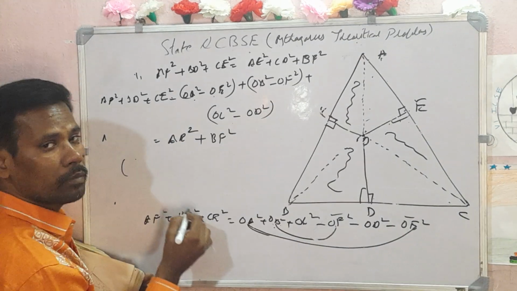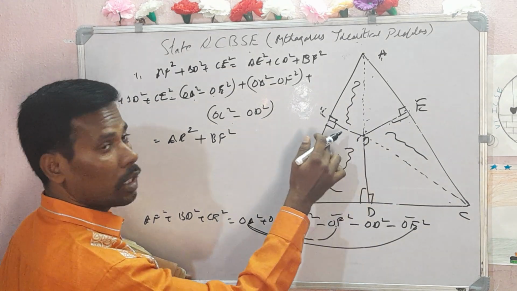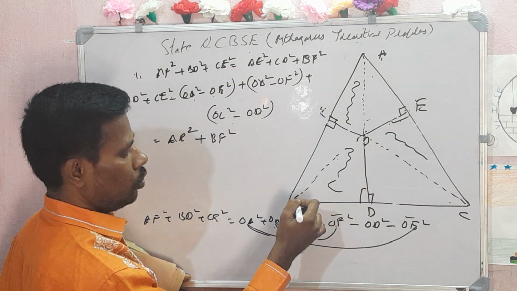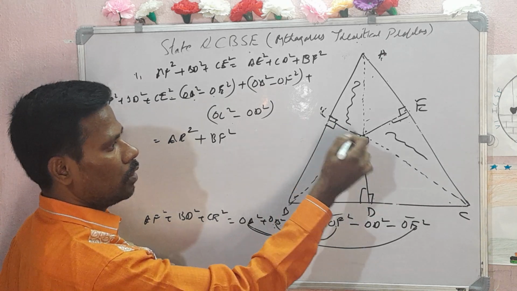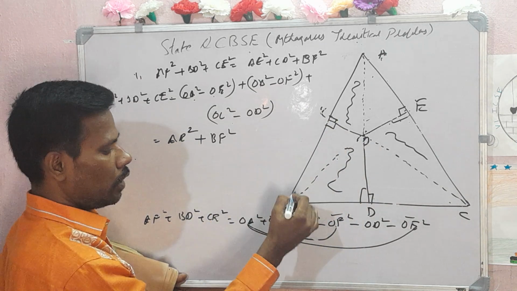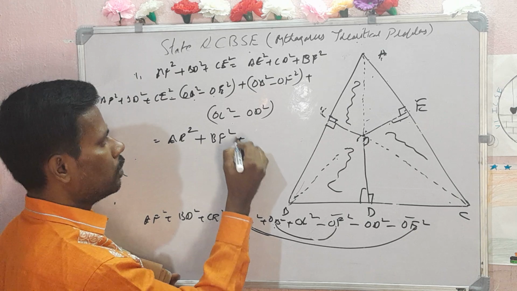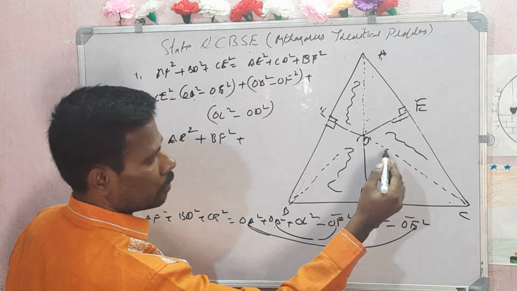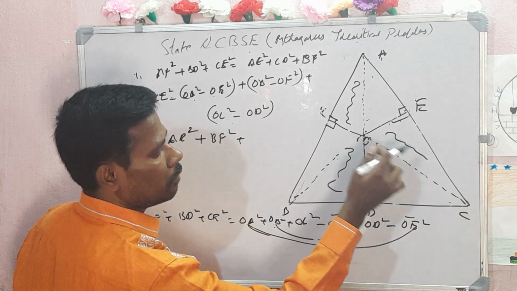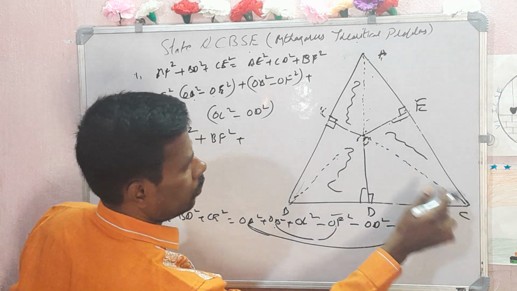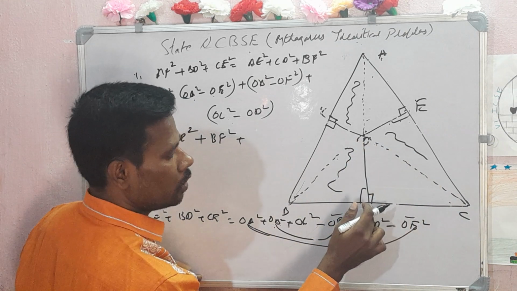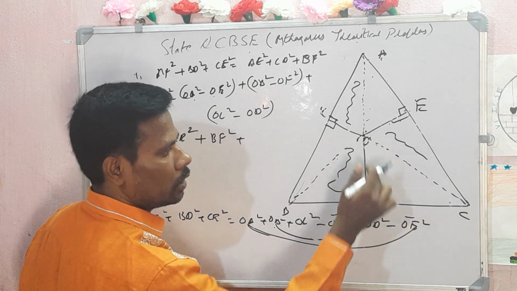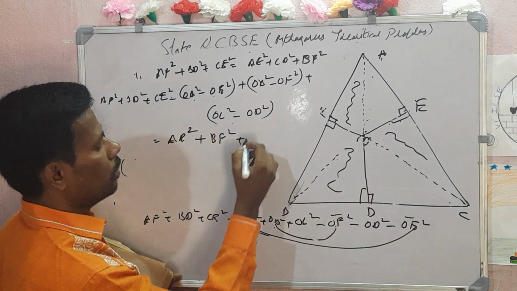You can write the next step. Are you following what I am saying? For this, OB is the hypotenuse. So OB square minus OF square is nothing but BF square. Right. Next, plus OC square minus OD square. OC square minus OD square is nothing but DC square.